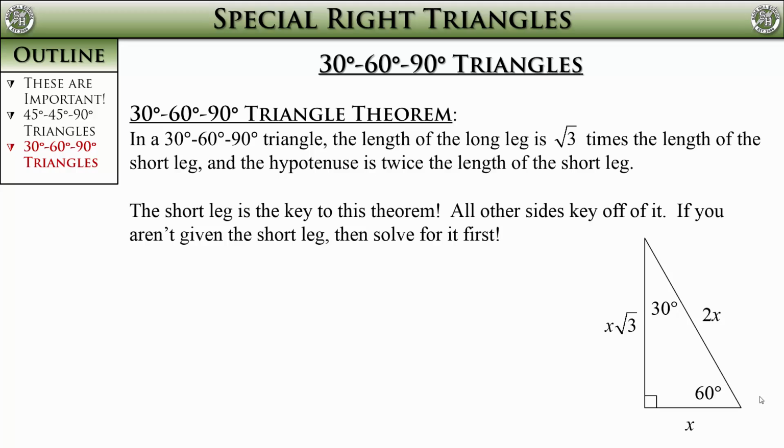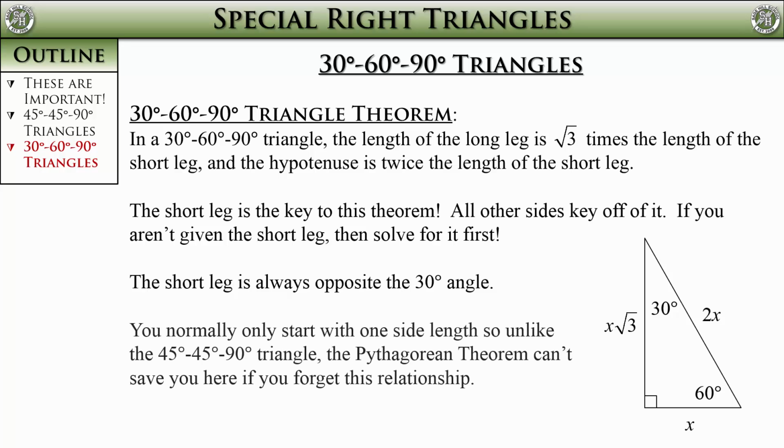If you aren't given the short leg, then solve for it first. In a triangle, the shortest side is always opposite the smallest angle. So if you are looking for that shortest leg, it is always opposite the 30-degree angle. And finally, you normally only start with one side length. So unlike the 45, 45, 90 triangles, the Pythagorean theorem can't save you here if you forget the relationship. But you aren't going to forget, right? Because you're going to have it down like 7 times 9.